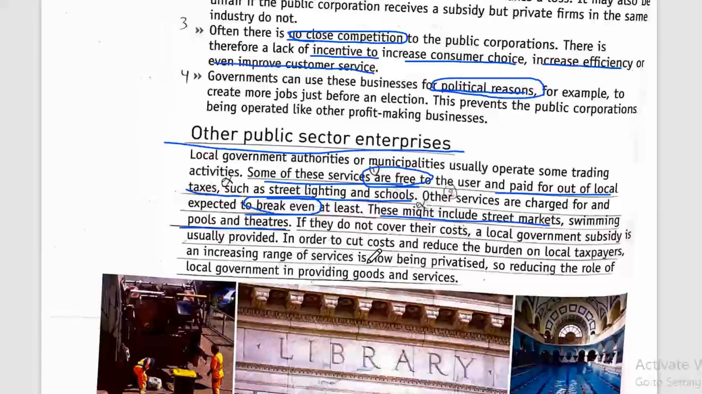An increasing range of services is now being privatized, so reducing the role of local government in providing goods and services. Here we must focus on two things, the services that the public sector is offering. Sometimes they are free, and sometimes they are charged for, at least to cover the cost. But if the cost is not being covered, they can privatize this service, which means giving this service to a private business, reducing the role of local government in providing goods and services.